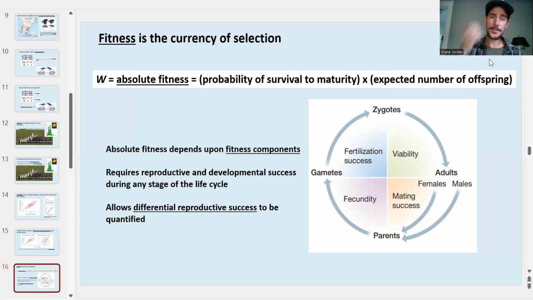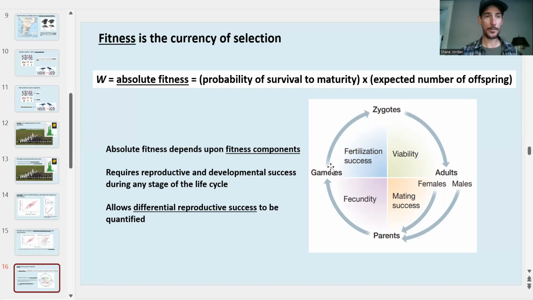And absolute fitness really depends upon these things we call fitness components. And these fitness components really require that there's reproductive and developmental success during any stage of a species' life cycle. And so this image on the right shows a typical or hypothetical species life cycle. We could start from, let's say, the stage of gametes.